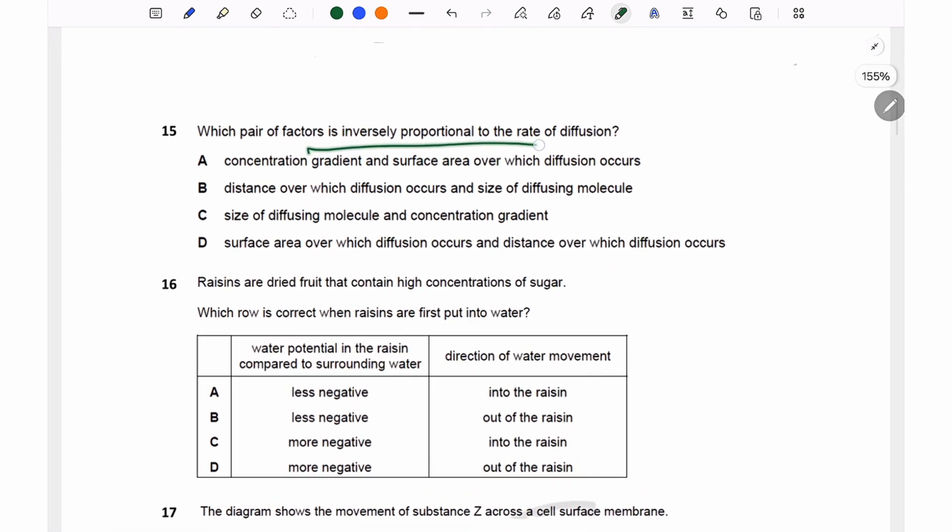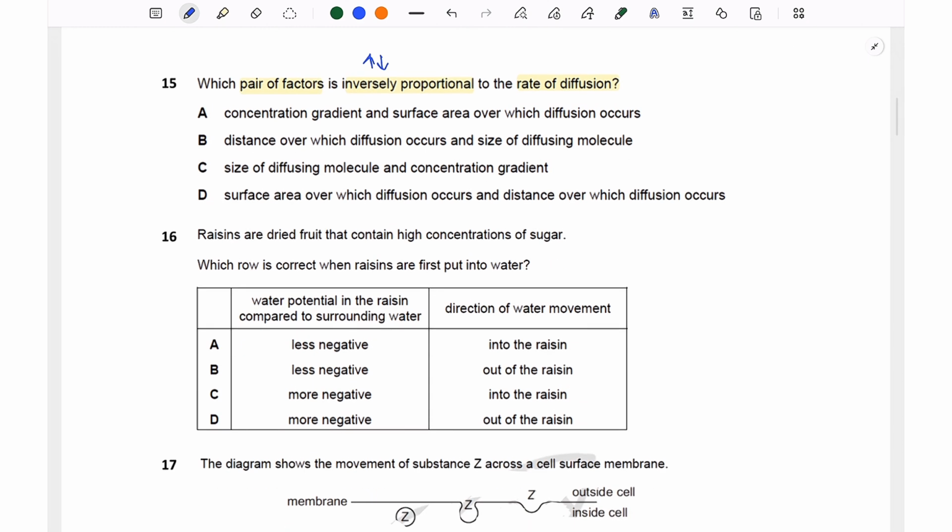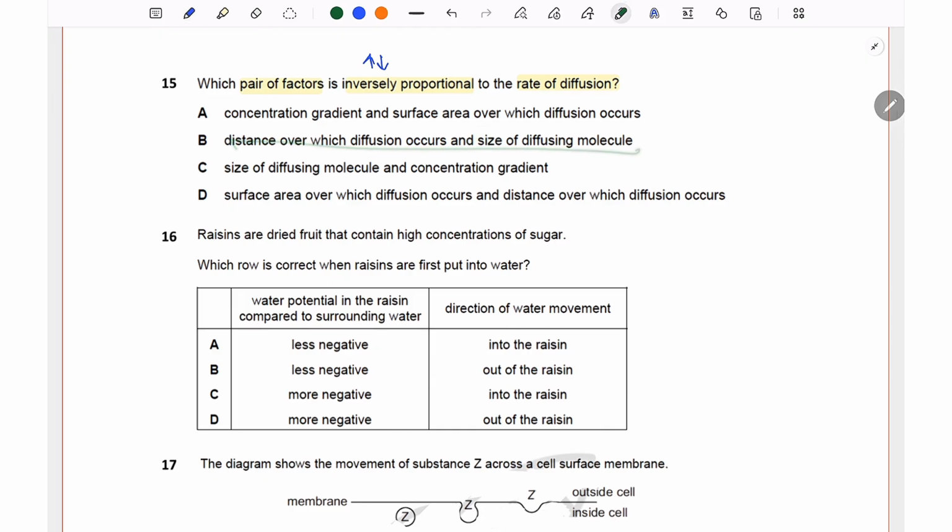Which pair of factors is inversely proportional to the rate of diffusion? What we know about rate of diffusion is that there are two factors, right? Inversely proportional means that one is increasing, the other is decreasing. The rate of diffusion is inversely proportional to the distance over which the diffusion occurs, and also inversely proportional to the size of the diffusing molecule. So let's look for that: distance over which diffusion occurs and the size of diffusing molecules. So that's B. B is our answer.